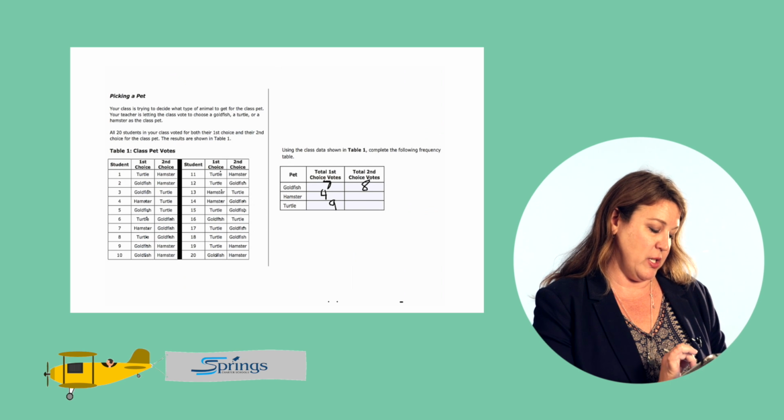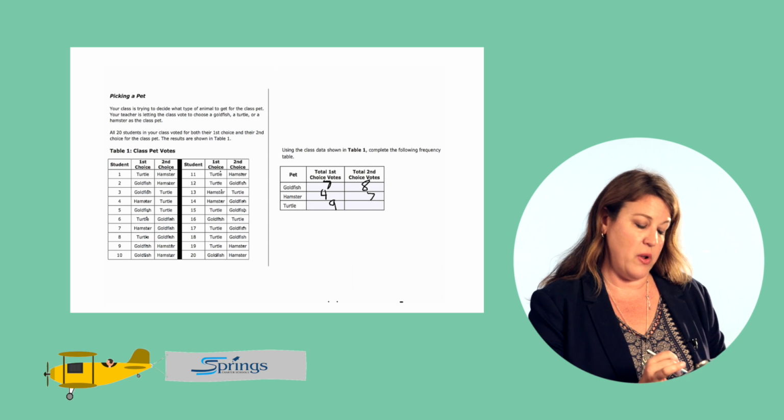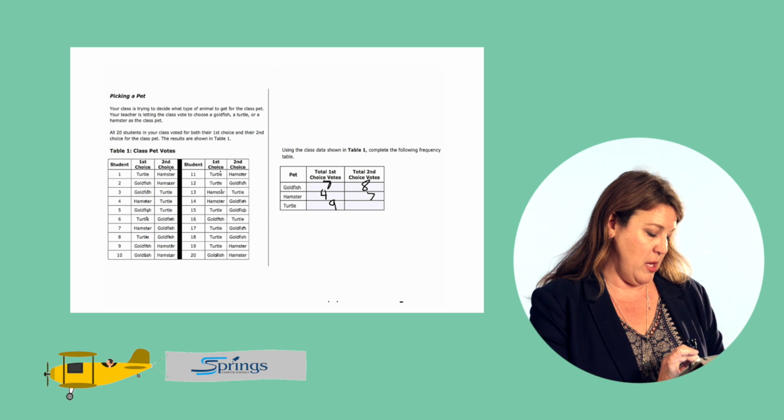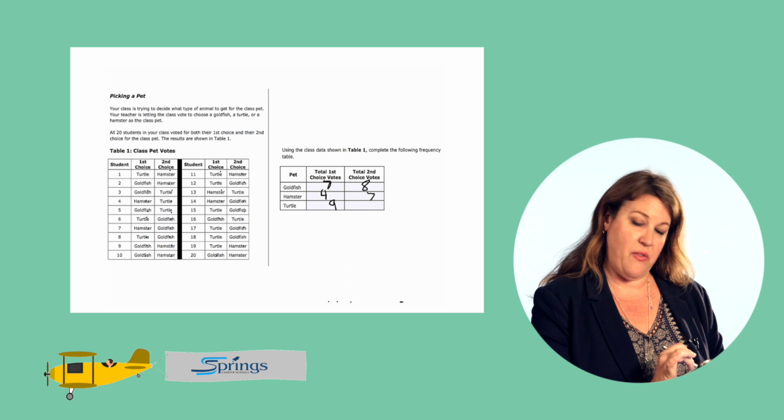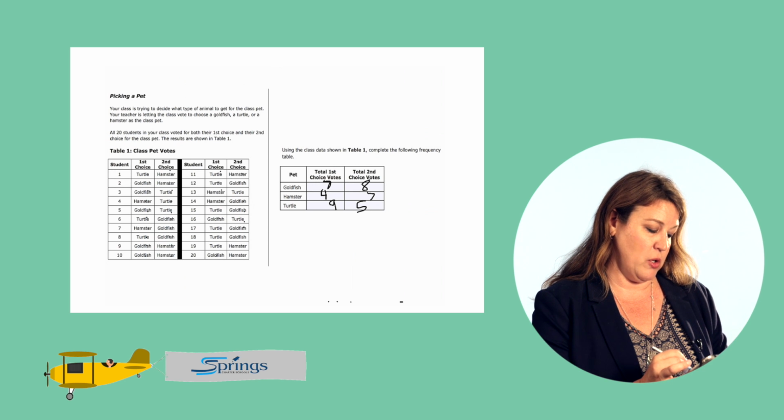And now we'll count second choice votes for the hamster. We have 1, 2, 3, 4, 5, 6, 7 second choice votes for the hamster. And now lastly, the second choice votes for the turtle. The total number is, back to that same column, the turtle, we have 1, 2, 3, 4, 5. 5 second choice votes for the turtle. And that's all we need to do to solve problem number one.